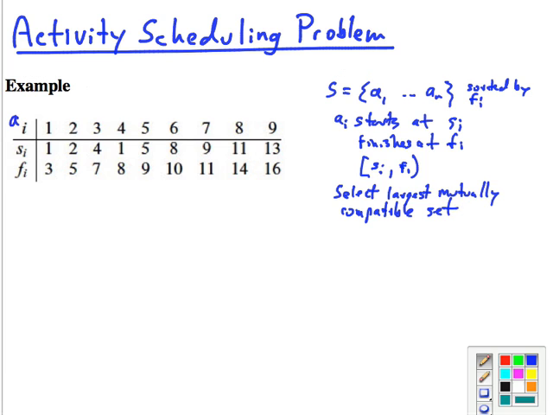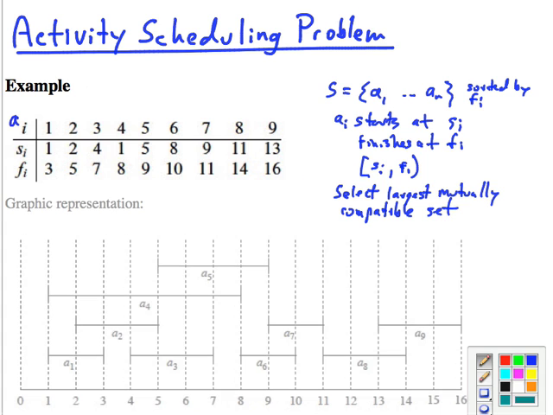For example, here's a set of activities, A sub i. So activity 1 starts at time 1, finishes by time 3. Activity 2 starts at time 2, finishes by time 3. That overlaps with activity 1, so they can't both run at the same time. Activity 3 starts at 4, finishes at 7. That could follow activity 1, and so on. So we want to pick the maximal set out of here of mutually compatible activities.